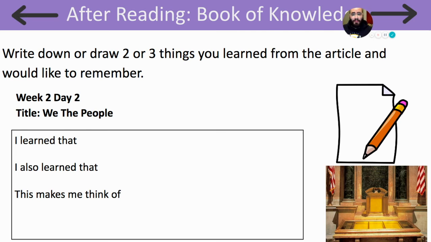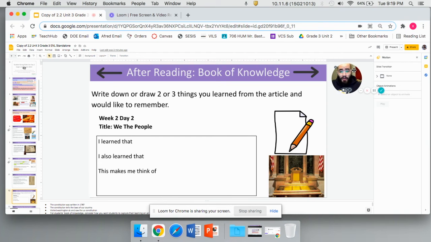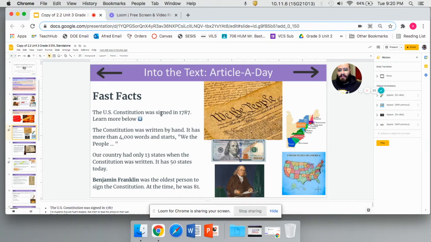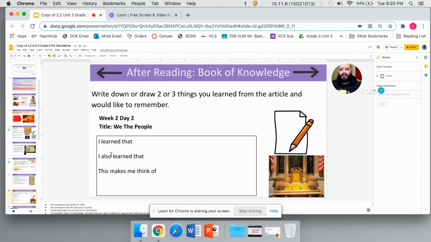Now I want you to take out your book of knowledge and I want you to write down or draw 2 or 3 things that you learned from the article today. So take a moment to go ahead and do that now. As usual, I want to go back to my article and find evidence for what I learned. So the first thing I learned is that the Constitution was signed in 1787. So I'm going to write that down. I learned that the Constitution was signed in 1787.